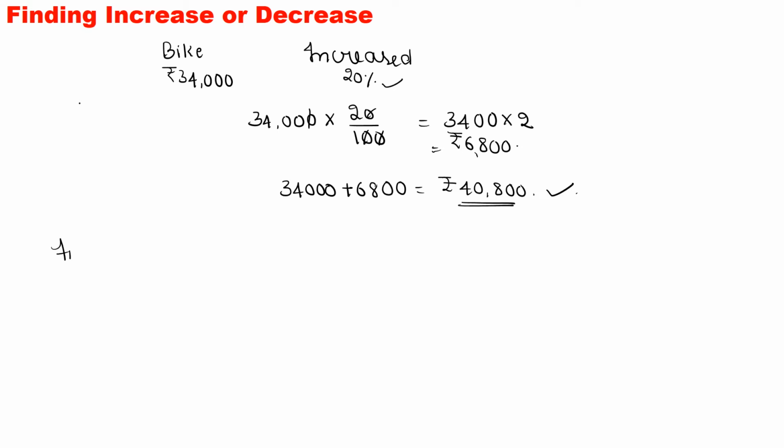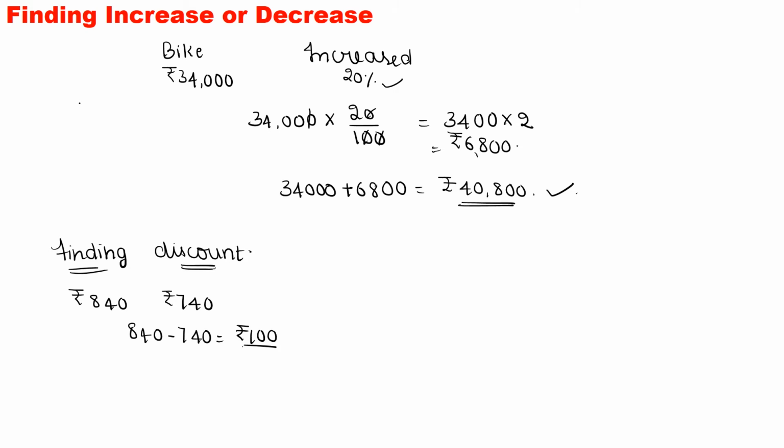Next topic, finding discount. I bought a dress for 840 rupees. I bargained and took it for 740 rupees. Then how much did I save? 840 minus 740. Totally rupees 100. So I saved 100 rupees. Then this will be discount. Then this can also come as a percentage.